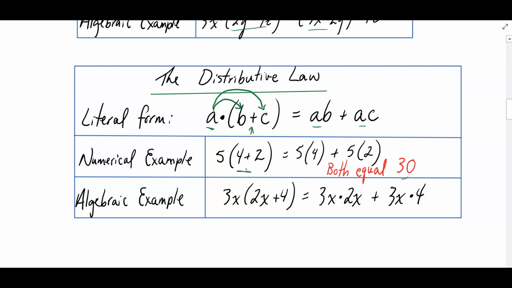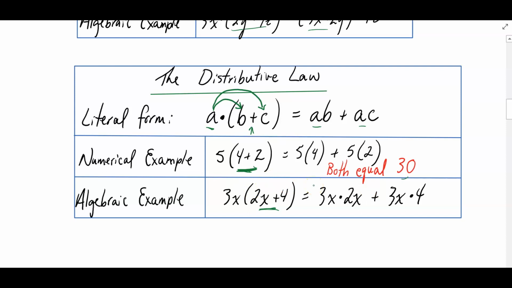But we do need the distributive law when we have literal numbers involved where we cannot find the sum inside the brackets. For example, this algebraic example down here, I can't figure out what 2x plus 4 is at this point because these are not like terms, so they cannot be added. So we would need the distributive law, 3x times 2x plus 3x times 4.